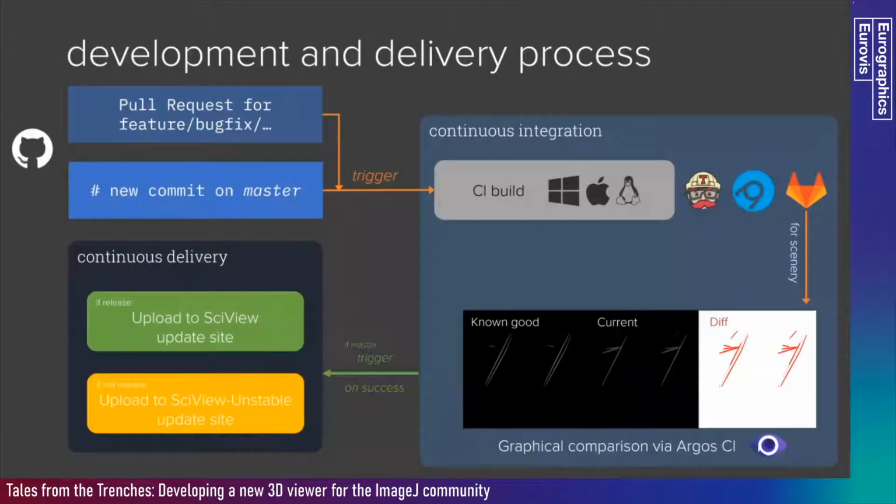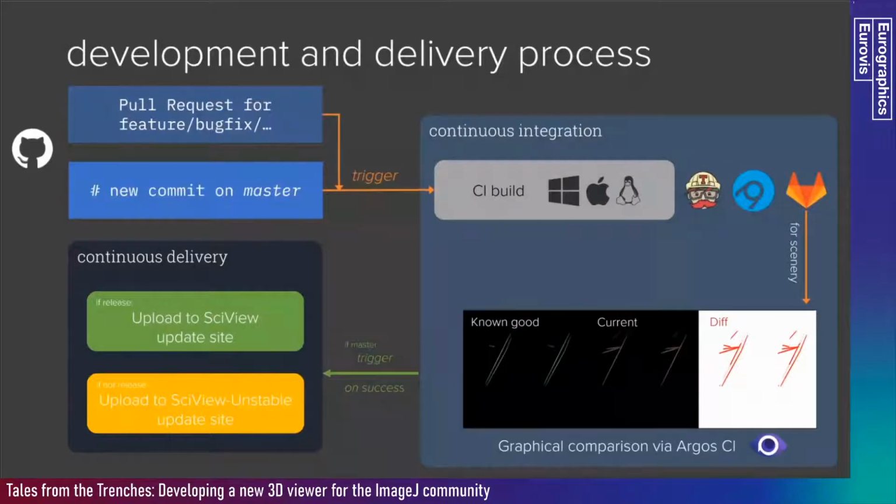And the most recent addition to this testing environment is actually GitLab. And GitLab we use in Scenery for creating graphical tests, where we compare a known good set of screenshots to screenshots generated from the current commit, and then generate a visual diff via the Argos CI software. And if all of this continuous integration process runs smoothly, the build completes successfully, then we upload the result to the SciView update site, either to the release update site if it's an actual release that was tagged on Git, and if it's not a release, it gets uploaded to the unstable update site, where essentially all new developments end up, such that we can quickly iterate also with users.